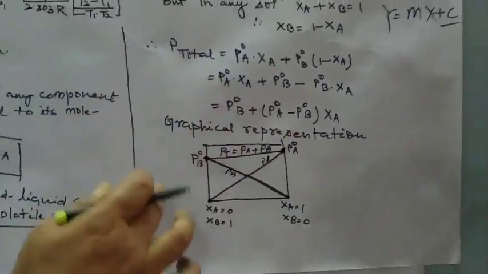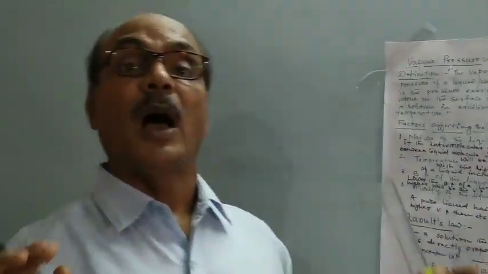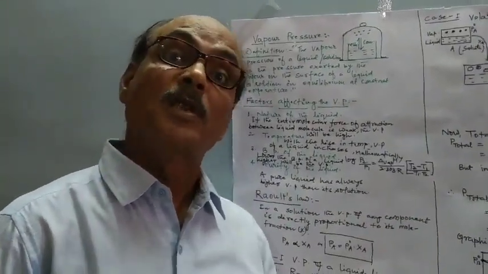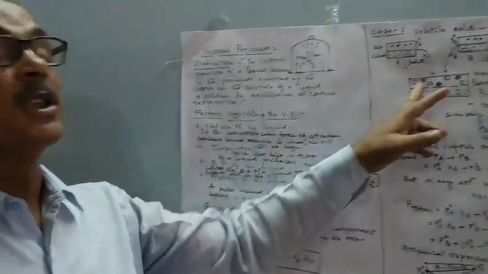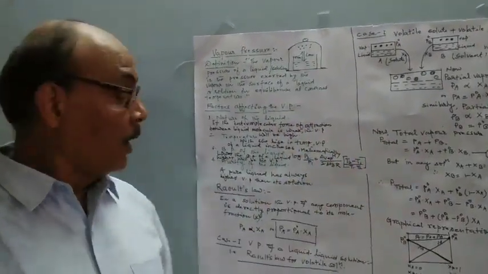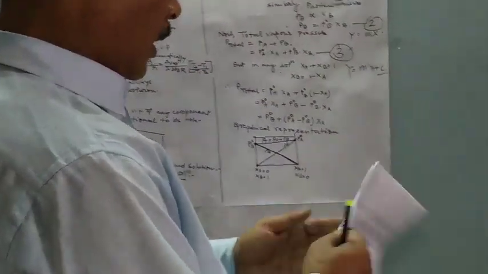So this is the graphical representation for Raoult's law. If it is ideal in nature, that means they are perfectly miscible. The two liquids must be miscible, forming a homogeneous solution. Now, after this, we will discuss case 2.